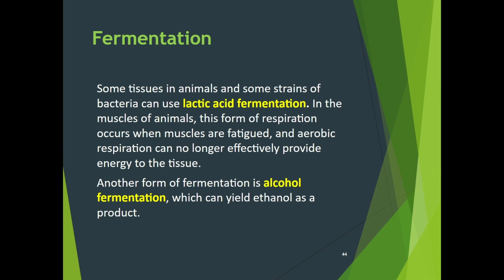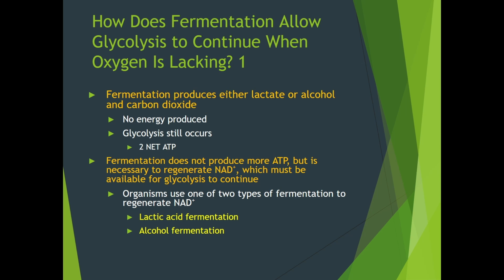The other form, alcohol fermentation, yields ethanol, which is one product of alcohol fermentation, but also yields energy. So fermentation produces either lactate or alcohol, and sometimes carbon dioxide. It also produces 2 net ATP because the process of glycolysis still occurs. But there is going to be just 2 net ATP produced.